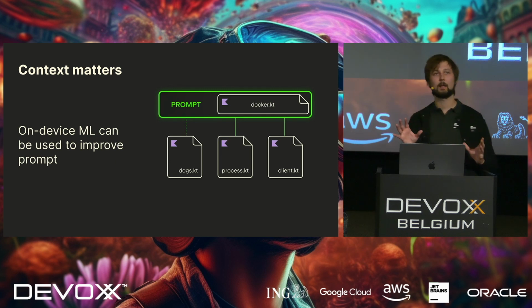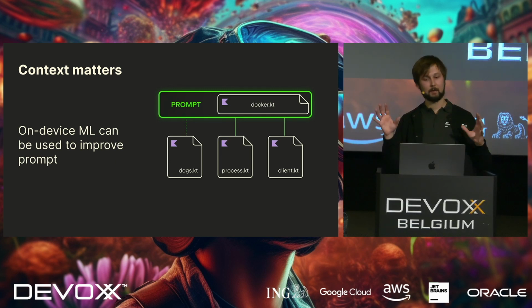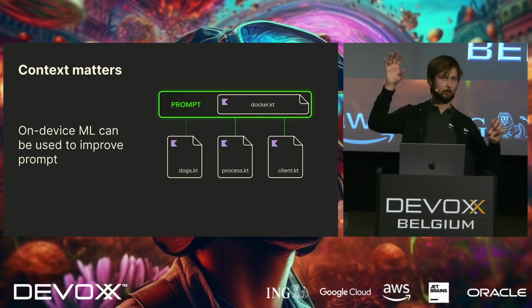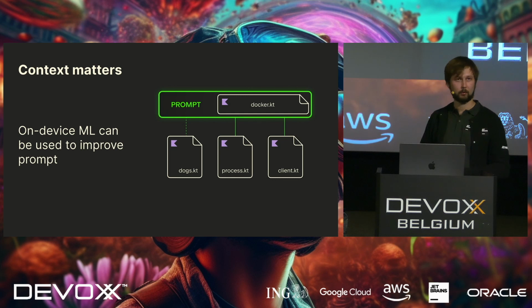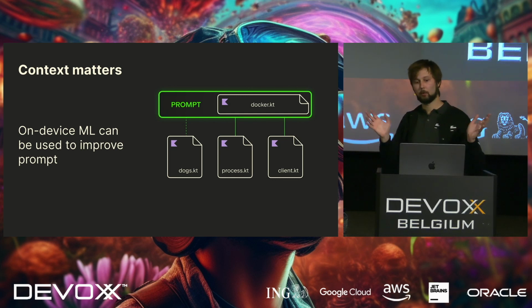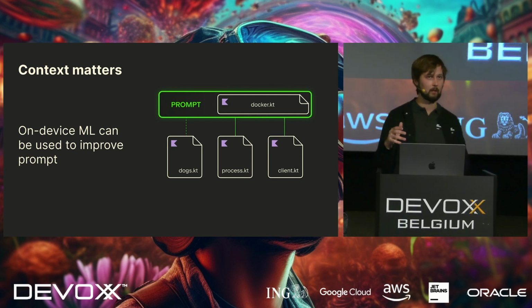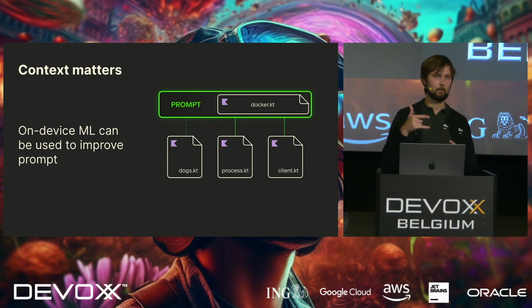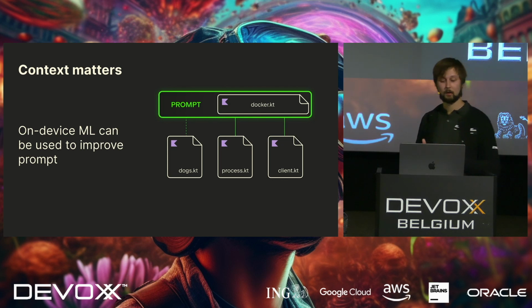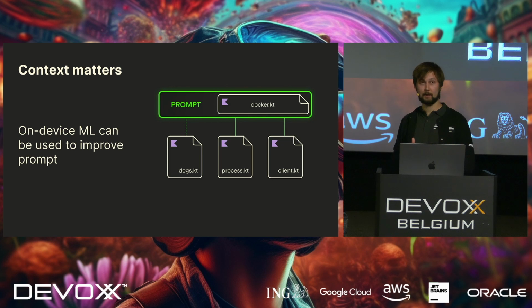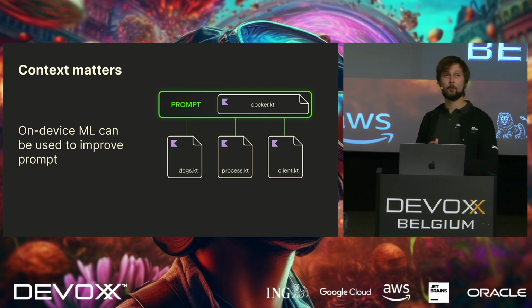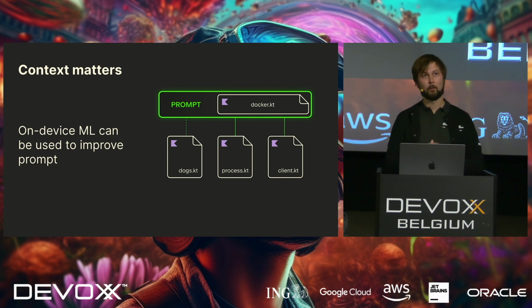So we are training additional classifiers, things that try to understand whether, for example, this file is related to that file. For example, you are writing docker.kt, something probably about Docker. And we have files process.kt, client.kt, and docs.kt. We need to understand which files actually should be added to the context and which should not. Since docs.kt does not seem related to docker.kt, most likely we would drop it. But actually it can also be watchdogs.